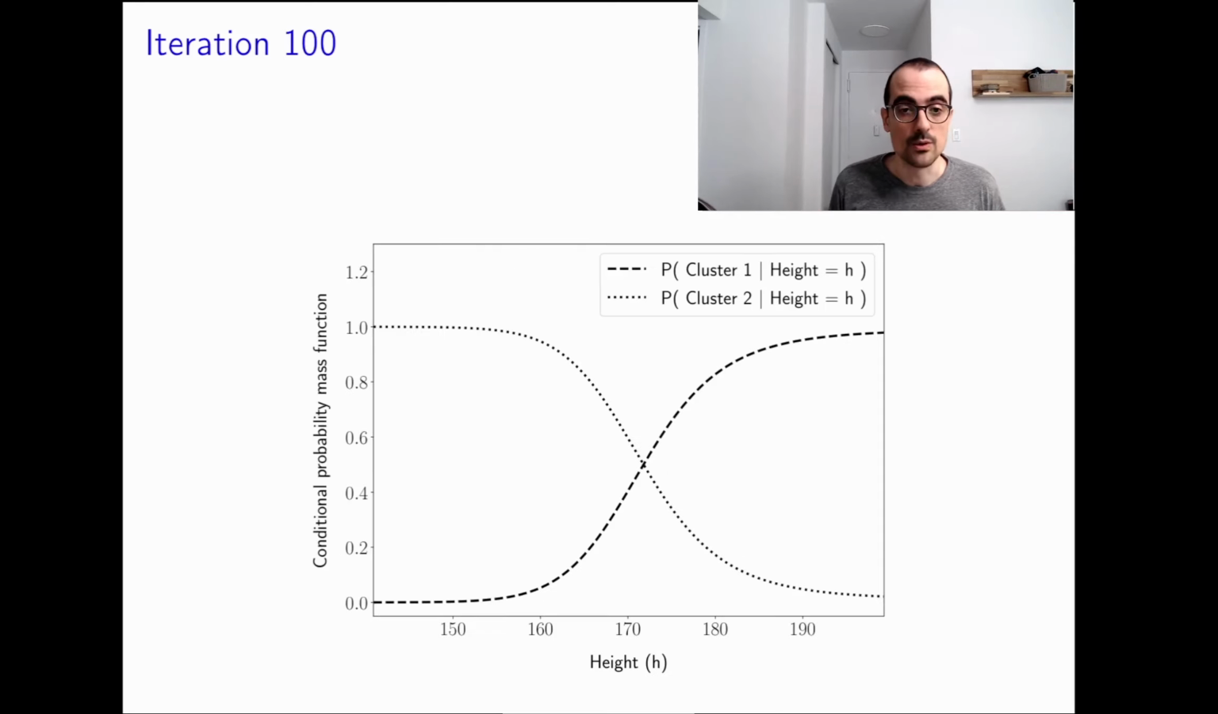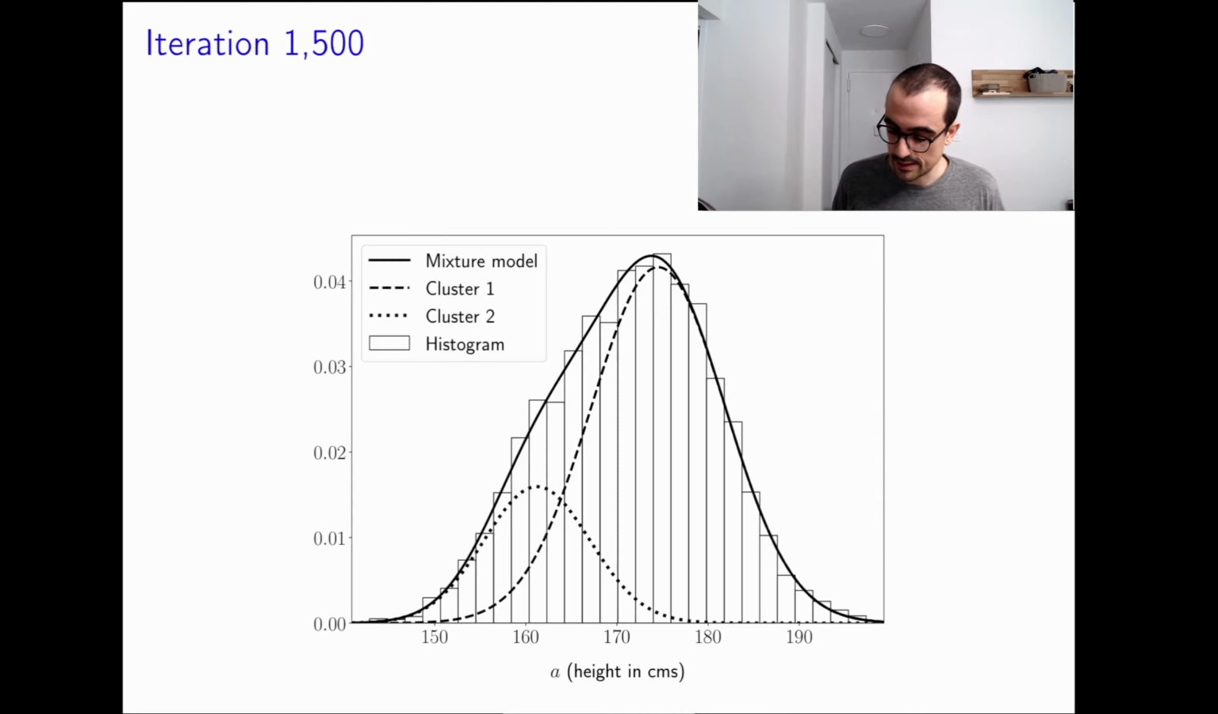And this is how the membership probabilities look. So they're looking much more reasonable. And eventually, you converge to a pretty good fit. And again, the underlying Gaussians that you find are actually quite close.